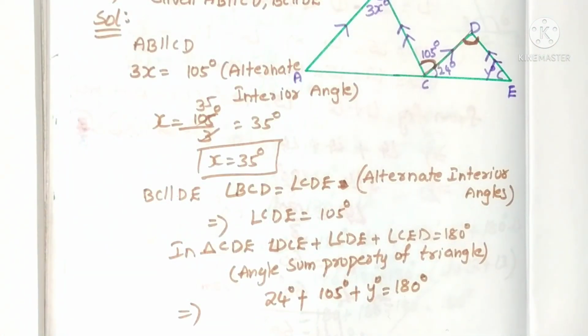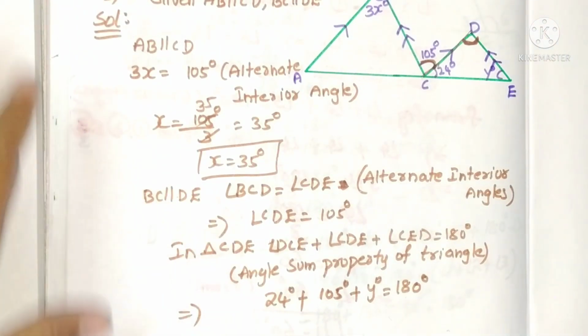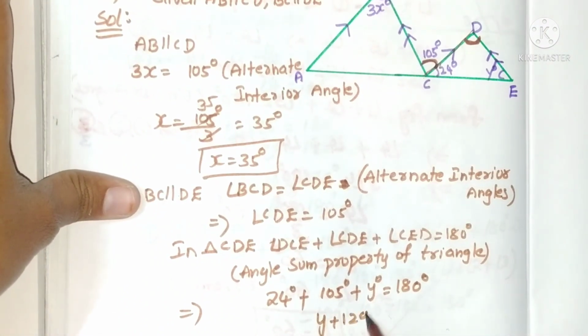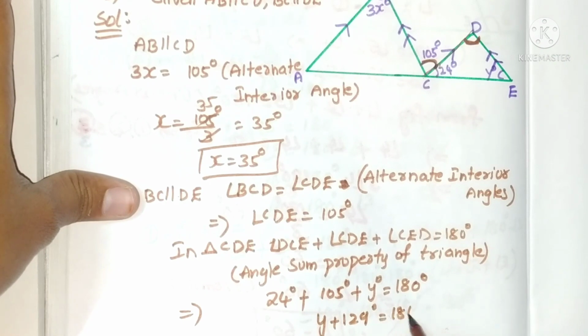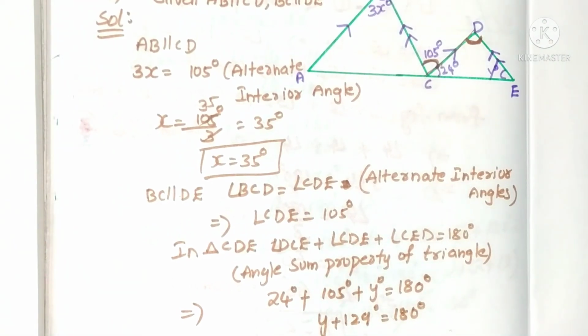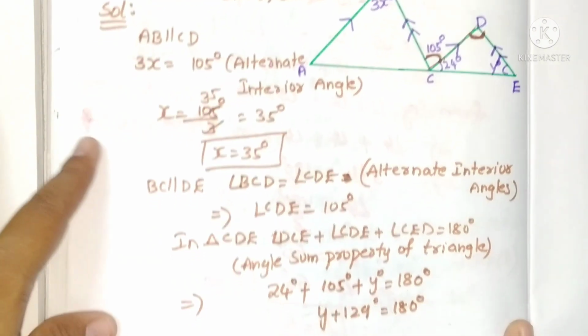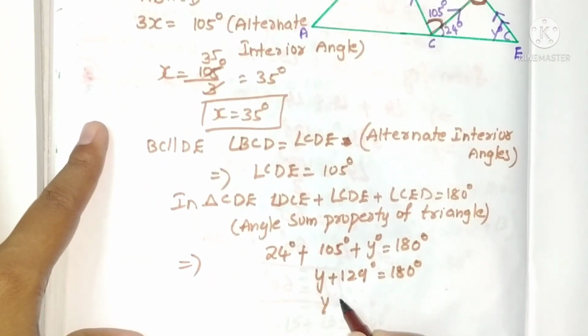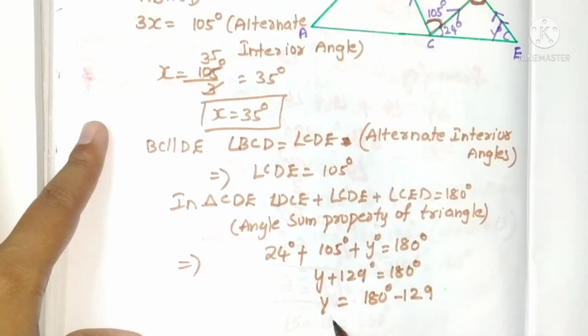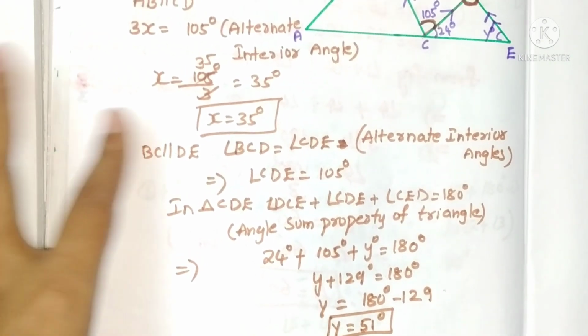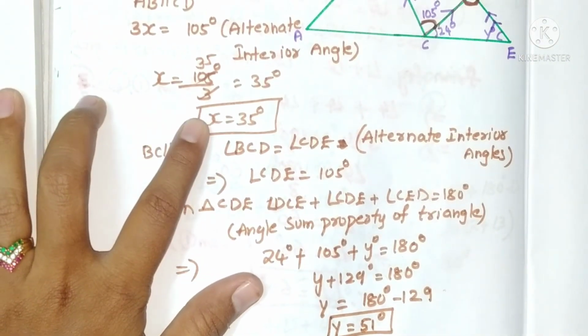So 24 plus 105, after adding, we get 129. So y plus 129 is equal to 180 degrees. After transposing this 129, it becomes minus. So y equals 180 minus 129, which is 51. So y value is 51 and x value is 35.